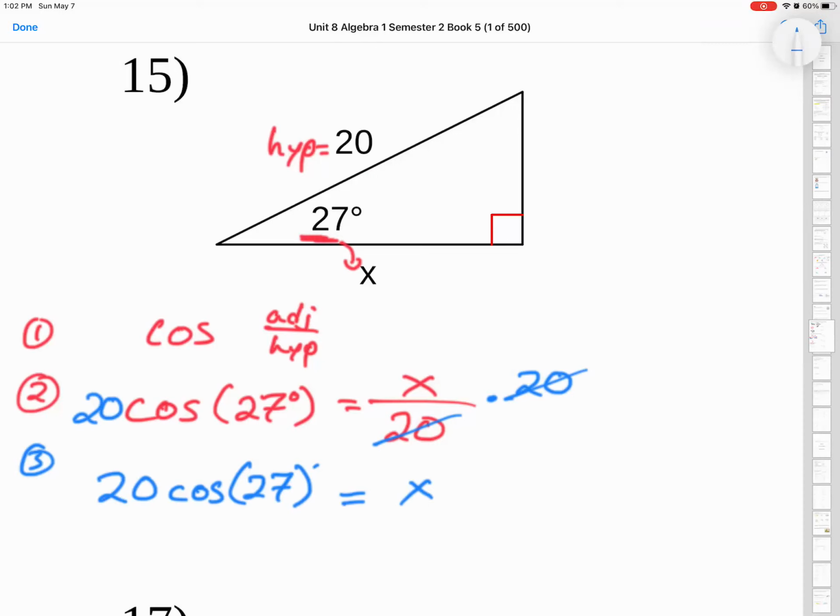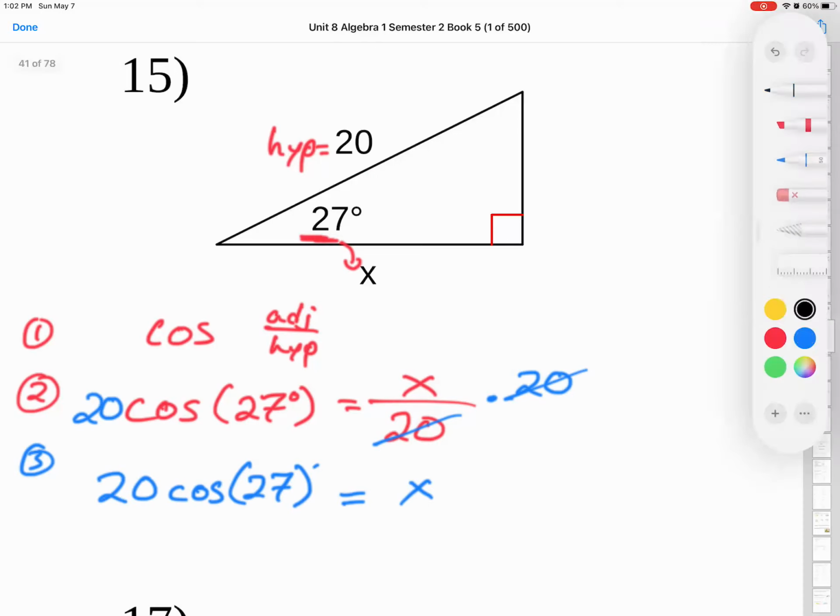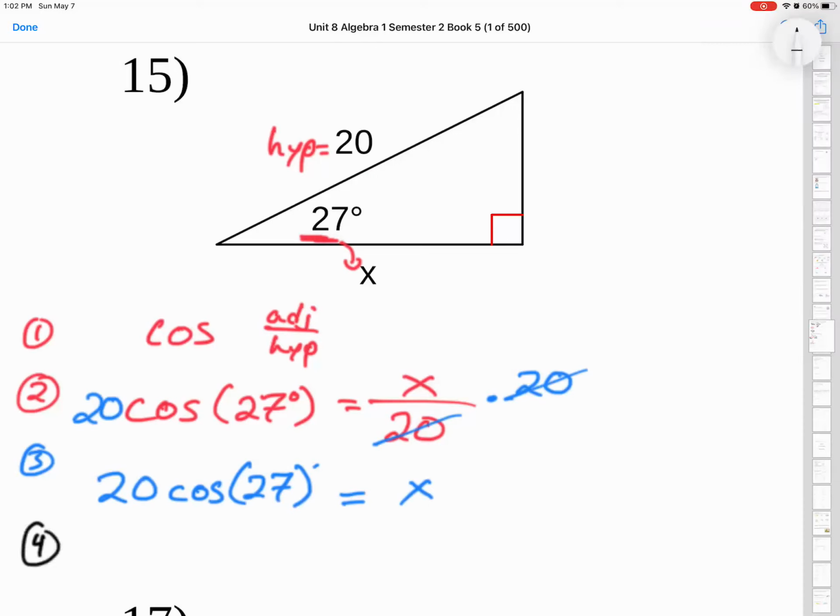And now, lastly, calculator this. So we're going to dump this into a calculator and then see what we get. So it looks like x comes to be about 17.8. And so this is 17.8 in terms of a distance right there, that length right there.